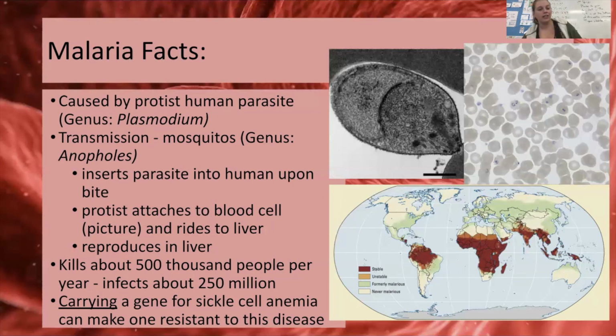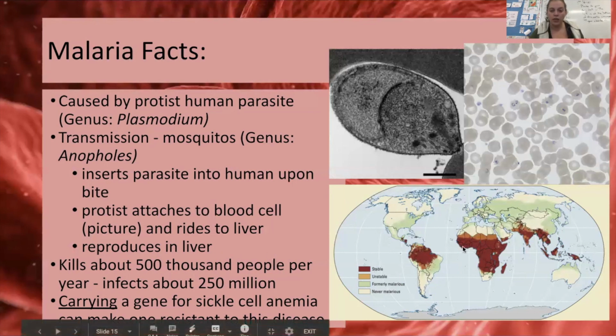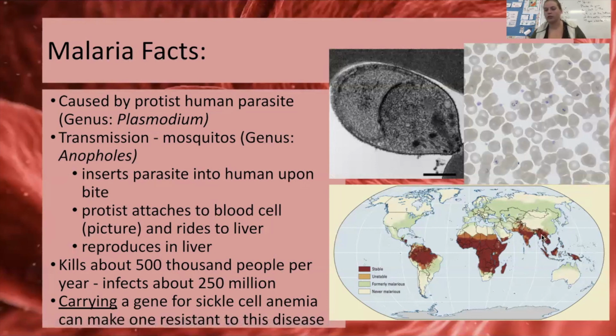Malaria kills about 500,000 people a year. That's quite a bit, and it infects almost 250 million. These red areas that you see here are where the malaria parasite is really common. So if you go to these areas, you need to be careful about watching your body when you come back or while you're there to make sure that you don't develop any symptoms of this disease.